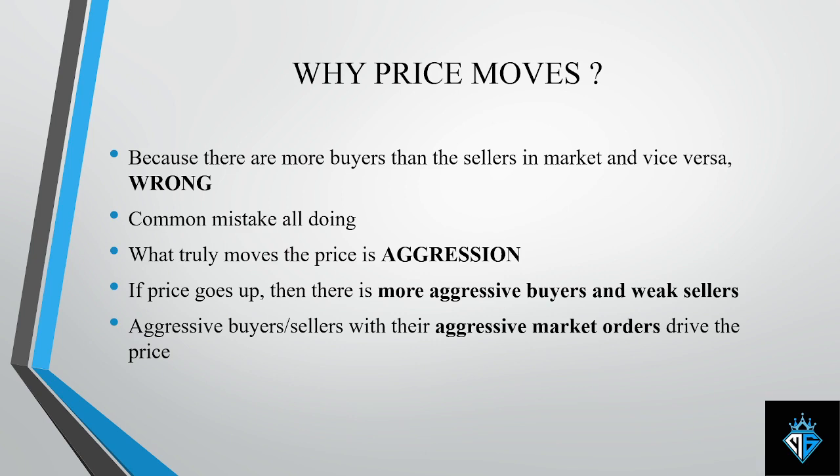So what truly matters is the aggression of the buyers and the aggression of the sellers. A little example: if the price goes up, there are more aggressive buyers and weak sellers. We don't say there are no sellers. We are saying there are more aggressive buyers and weak sellers. That is the concept. So aggressive buyers or sellers with their aggressive market orders drive the price up or down. So we can see the price shooting up, shooting down. This is because the aggressive market orders are being placed.